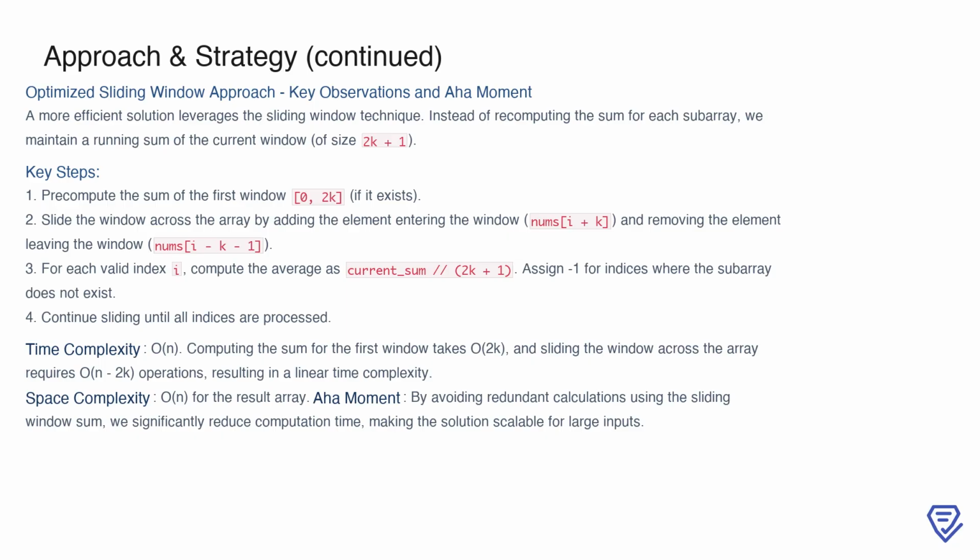Then, as we slide this window across the array, we update the sum incrementally by adding the element entering the window and subtracting the element leaving the window. For valid indices, we calculate the average using the formula current_sum / (2k+1) and assign it to the result. For indices where the subarray cannot be formed, we assign -1. This approach reduces the time complexity to O(n), as each element is added and removed from the sum exactly once. The sliding window method eliminates redundant calculations, making it highly efficient for large inputs.